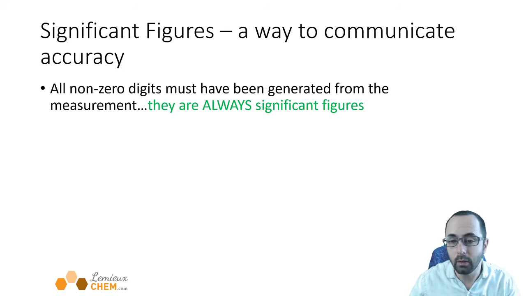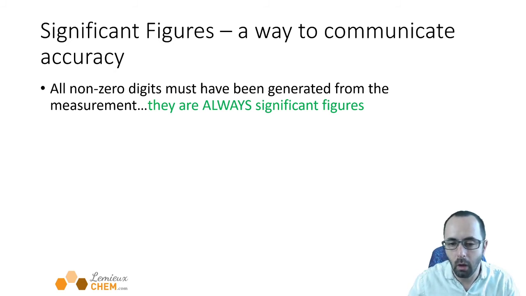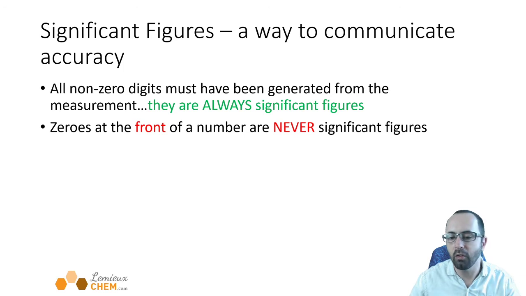So any non-zero digit is going to be a part of the measurement. It will be significant. So any non-zero digit will always be significant. It's only the zeros that may or may not be significant. Zeros at the front of a number will never ever be significant figures. They're just there to make the number small. They're just a placeholder to make the number smaller.